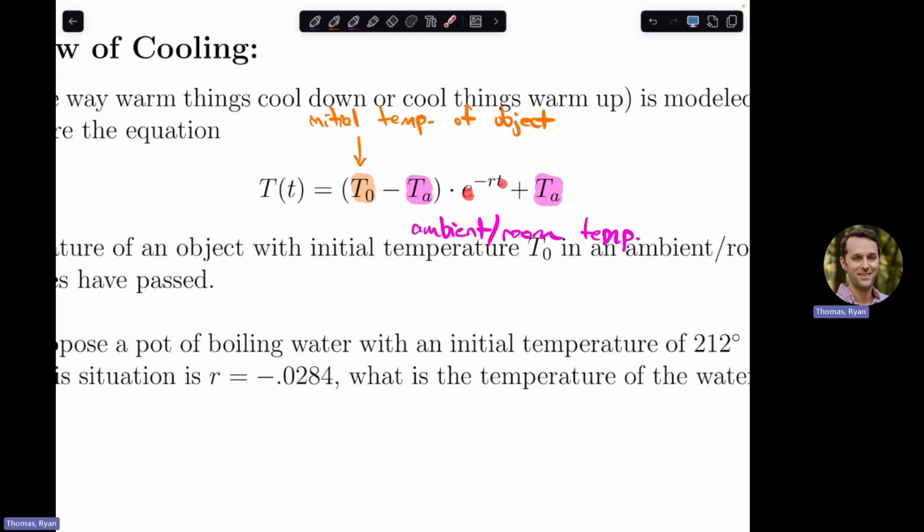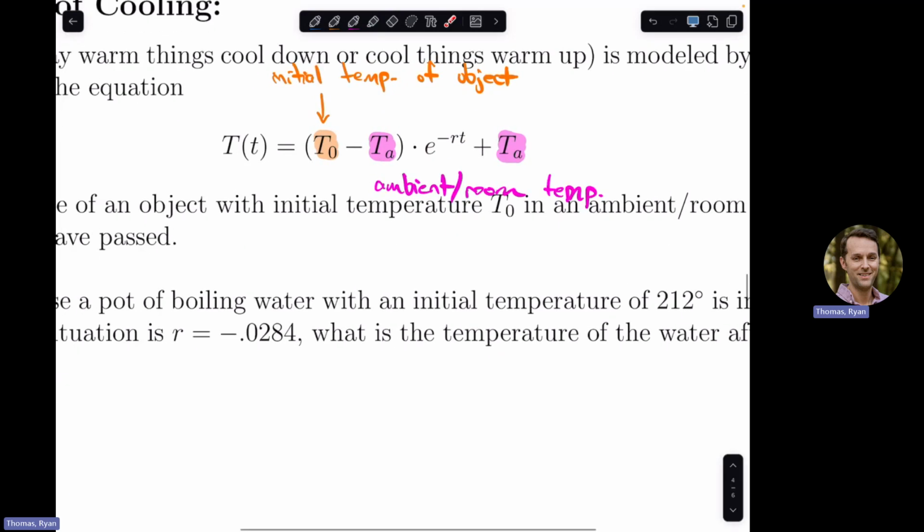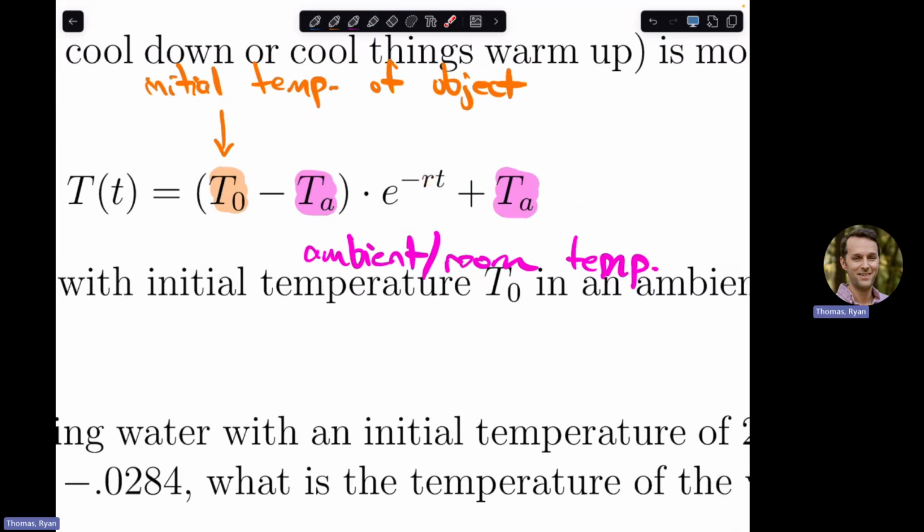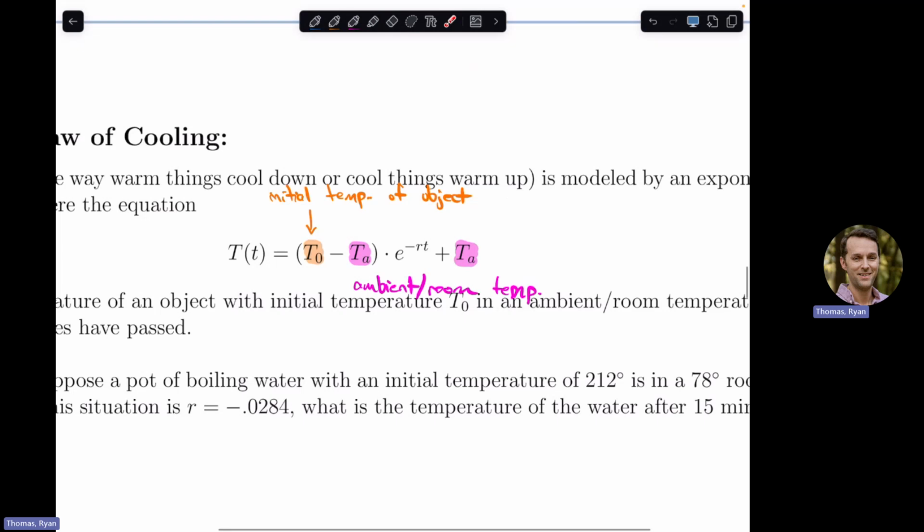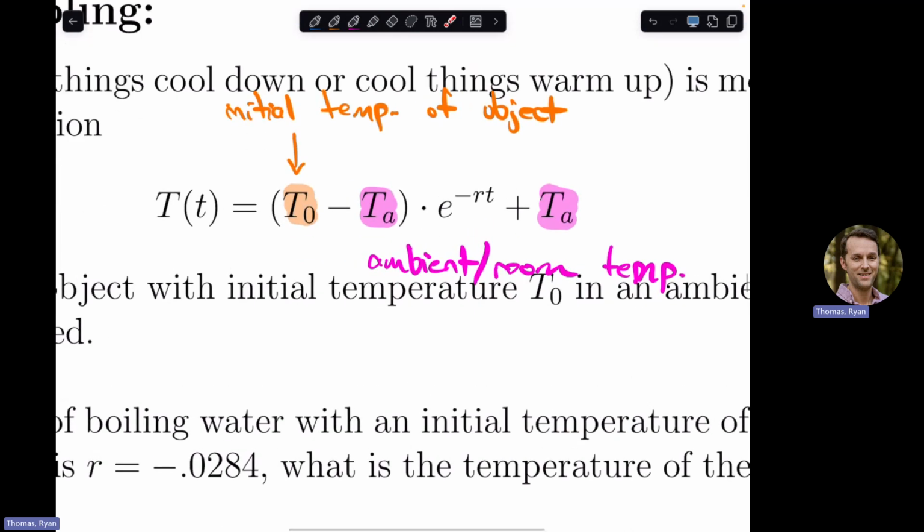E is still E, T is still time. We're going to measure time in minutes. And then R, again, is like a rate constant thing that depends on the material, right? A pot of water is going to cool differently than a pizza or a block of steel or whatever, right? Like the material matters. For that one, it can change from negative to positive. So the only thing that would change this from negative to positive would be the difference between talking about a warm thing cooling down versus a cool thing warming up, right?